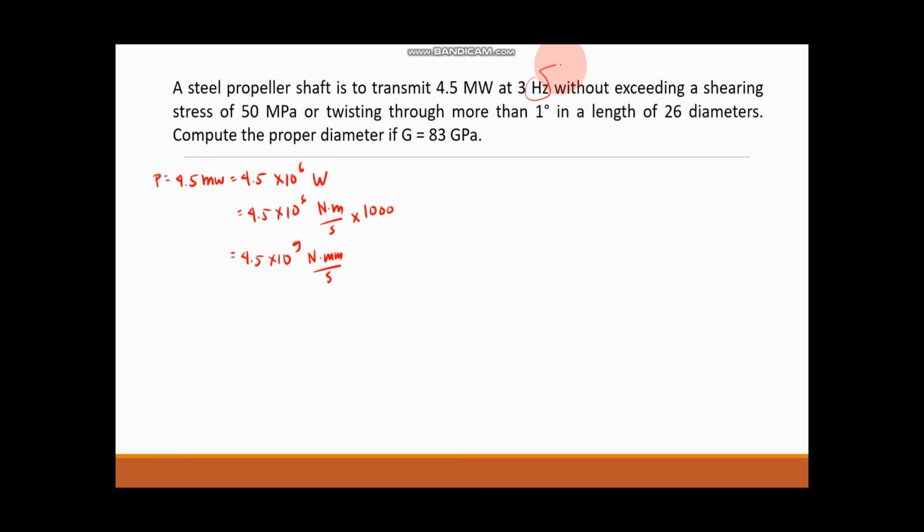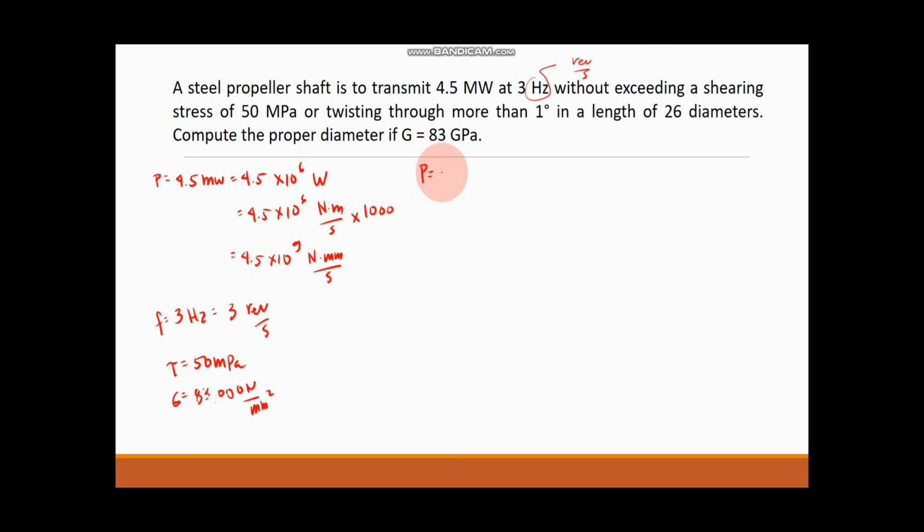And then, Hertz is equal to revolution per second. So our frequency of 3 Hertz is just equal to 3 revolutions per second. And the shearing stress is equal to 50 megapascal. And then our angle of twist is 1 degree in a length of 26 diameters. So we will compute the proper diameter if the shear modulus is equal to 83,000 megapascal or 83,000 Newton per square millimeter.